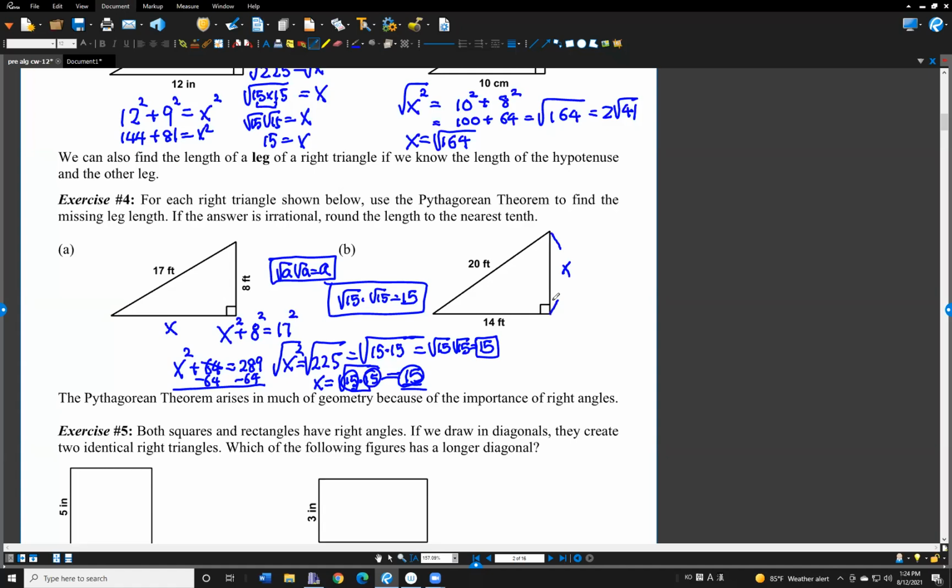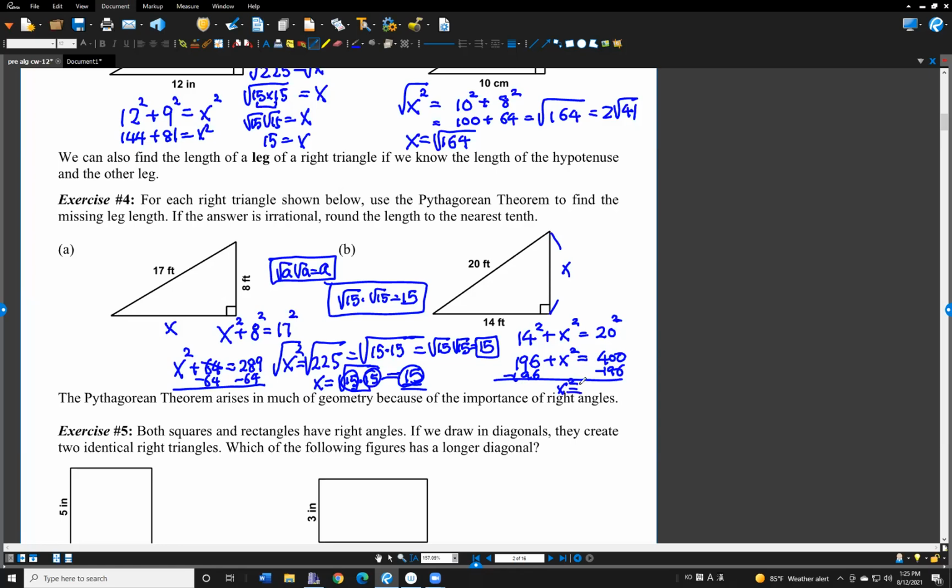All right, this is also what? X over here, same thing. 14 squared plus x squared equals 20 squared. That is the Pythagorean theorem. 14 squared is 196, you can use your calculator. And plus x squared equals 20 squared, which is 400. Now, minus 196 from both sides, x squared equals how much?